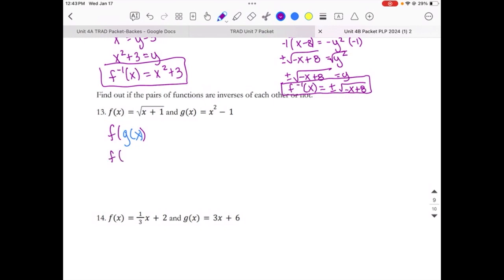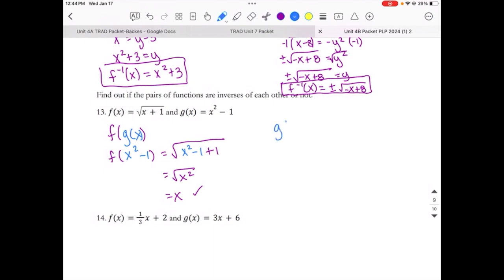I'm going to plug in the g of x, which is x squared minus 1 in square root of, and instead of x plus 1, we're going to get x squared minus 1 plus 1. The minus 1 plus 1 cancels, and we get square root of x squared, which is just x, so that one checks.